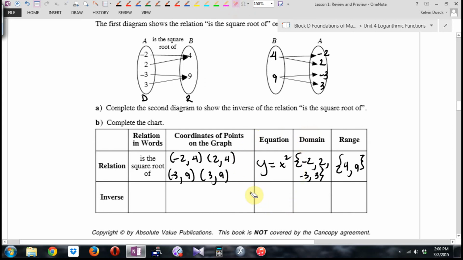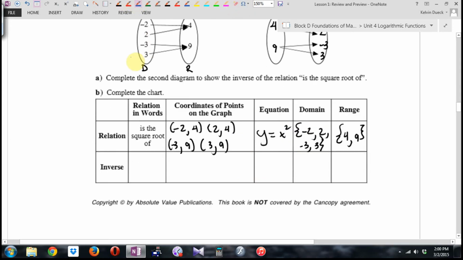Say what? Well, yeah, because here's what I need. I need to get back 4 comma negative 2 and 4 comma 2. I need to be able to flip my x and y's around as points or as an equation or as a graph. I need to be able to get back, instead of negative 3 comma 9, I want 9 comma negative 3 and 9 comma positive 3. The only way I can do this starts with physics. How to get rid of a squared? What's the inverse of squaring?